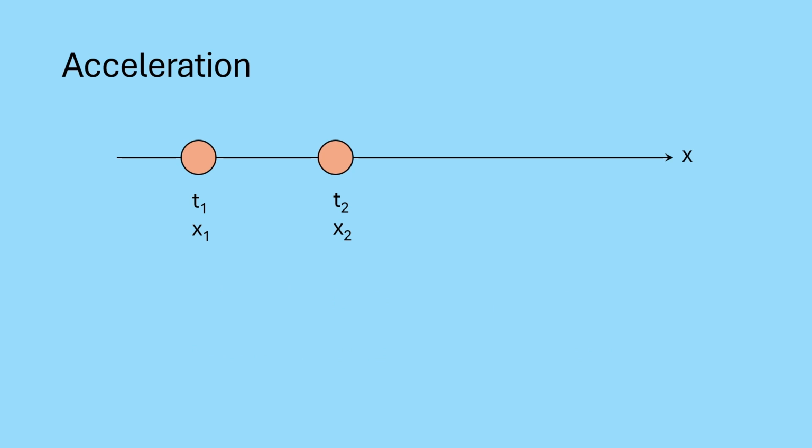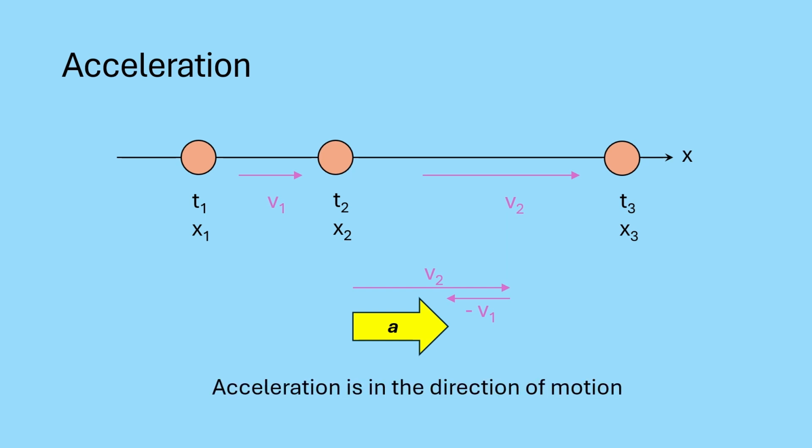Let's say you observe it at position x3 at time t3, such that it has covered more ground in the same time interval. Doing the vector math, you take velocity v2 and subtract velocity vector v1, and you will find v2 minus v1 is pointing to the right. So in this case, acceleration is in the direction of motion.